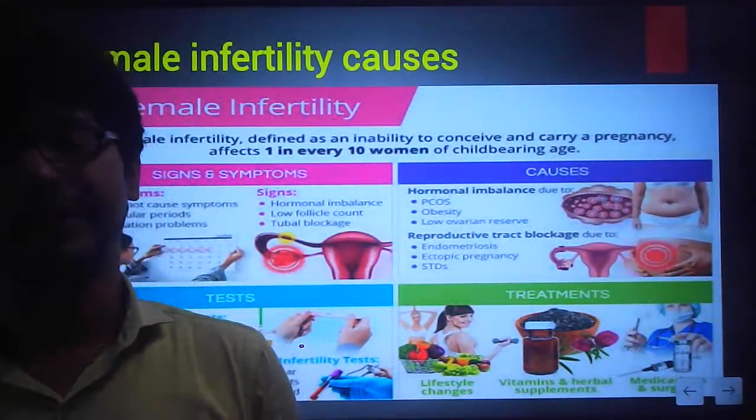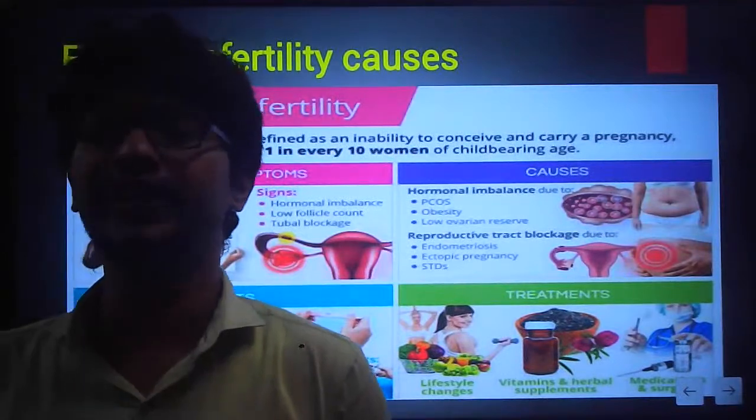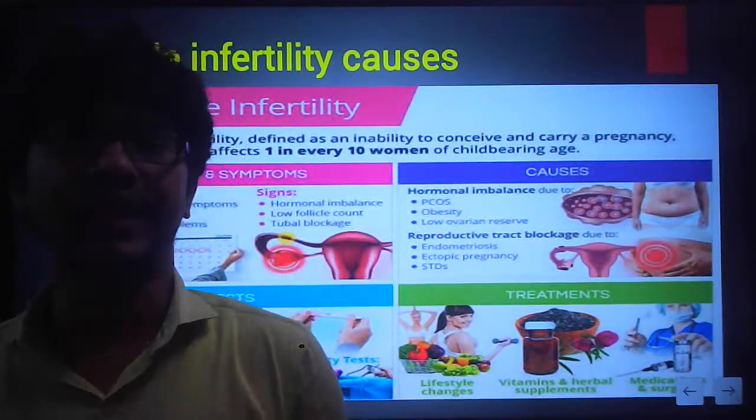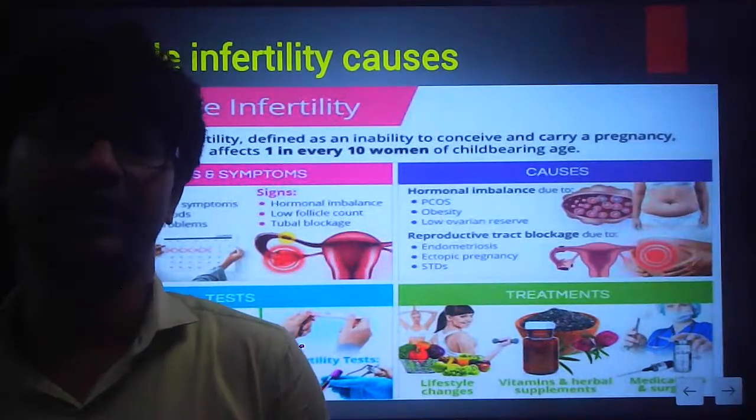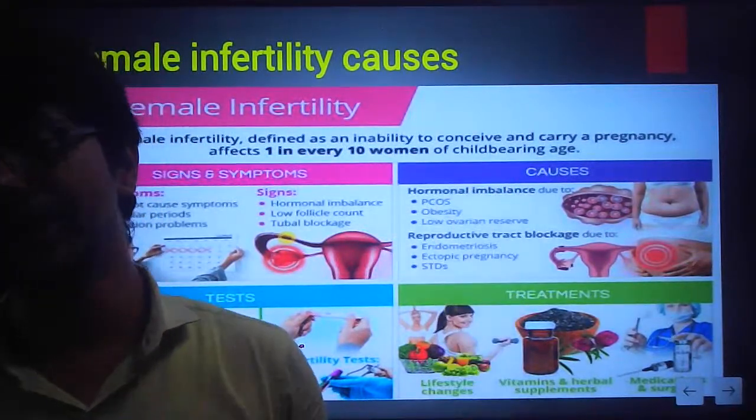And this also may be a reason. And also STD, if the female is having any sexually transmitted diseases, maybe asymptomatic, that time also it may lead to infertility.